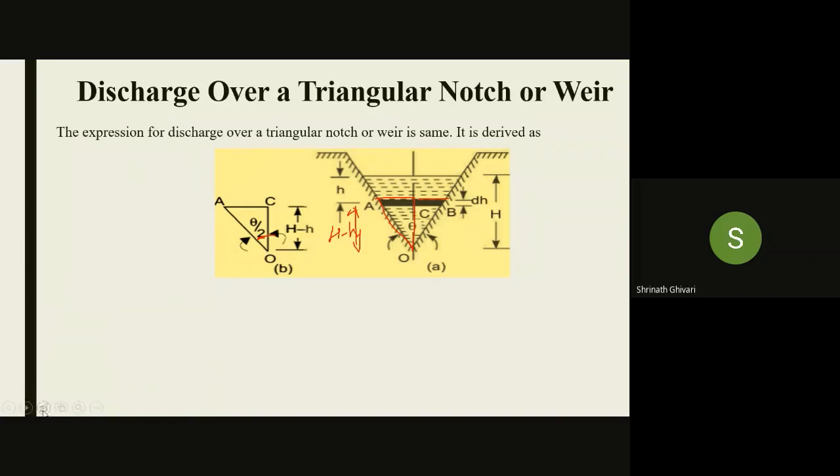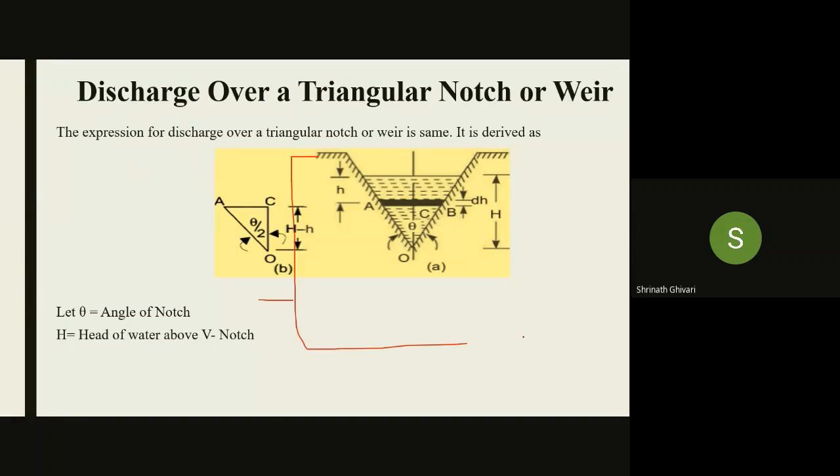Now we have to derive an expression for the discharge. So let theta be the angle of the notch, the triangular notch. Capital H is equal to the head of water above the V notch. Capital H will be the head of water. Abhi dekho, abhi kya ho raha hai?